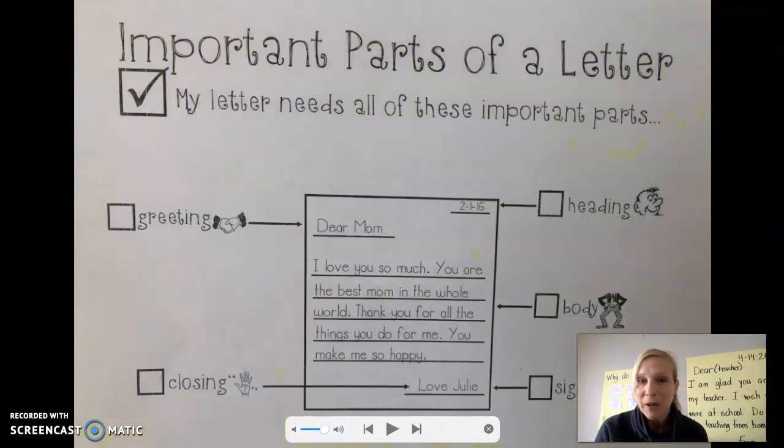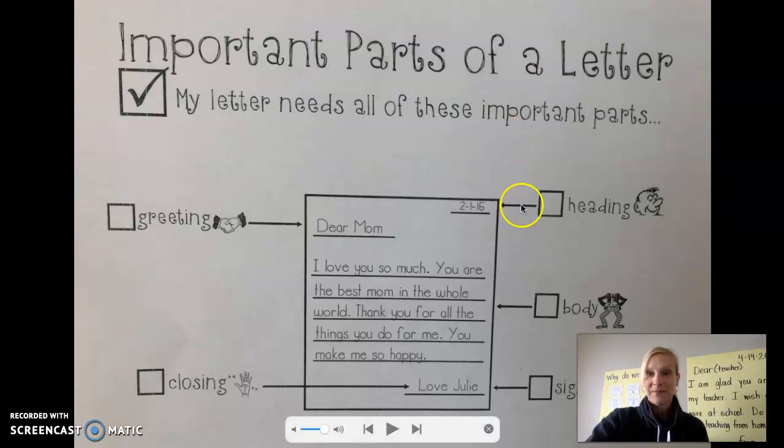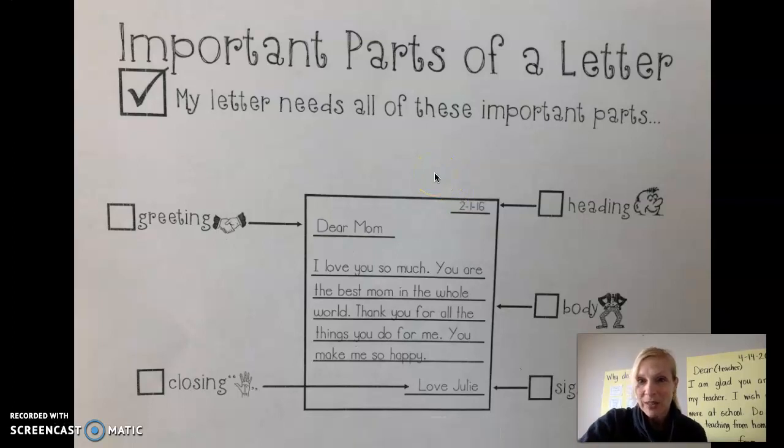Here are the important parts of our letter. We know that every letter has to have these 5 important pieces to be complete. So let's go through them quick and remind our brains about all the important parts of a letter. We start right here with the heading. In our letter writing, the heading is going to be the date. So at the top of your page right here, you will write today's date.